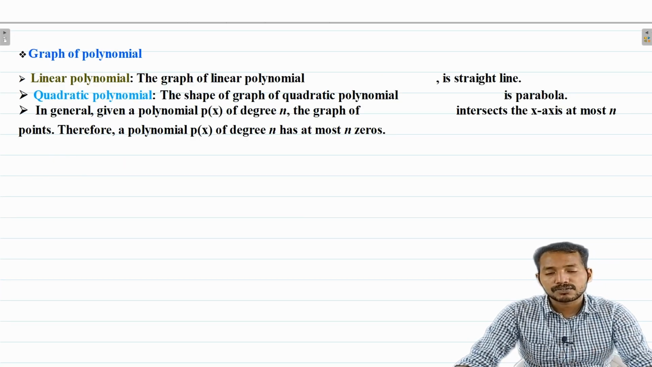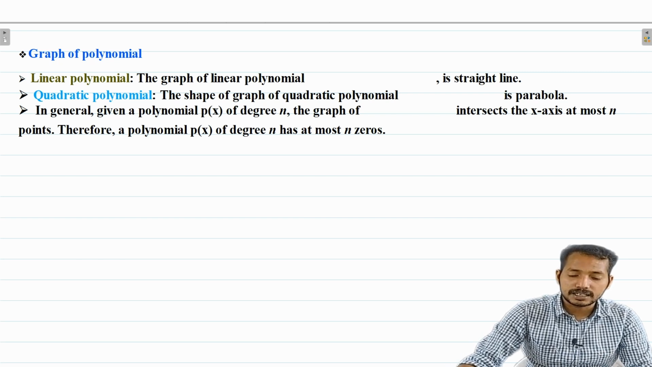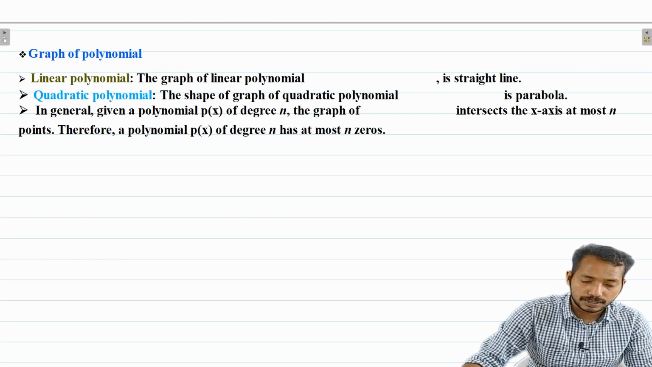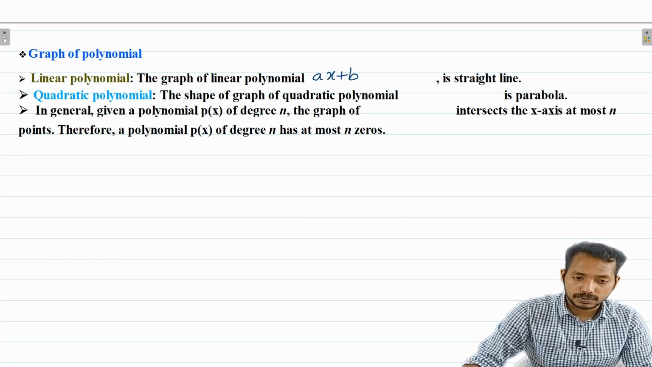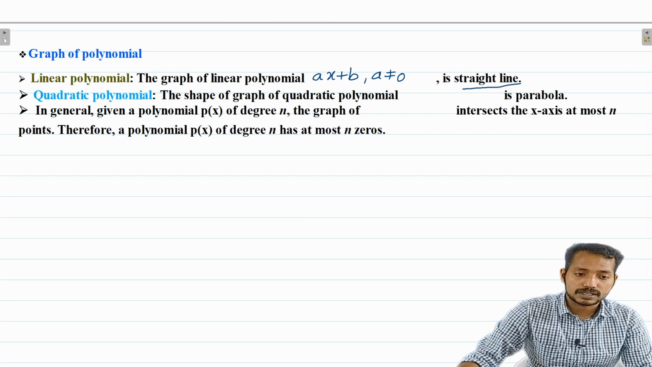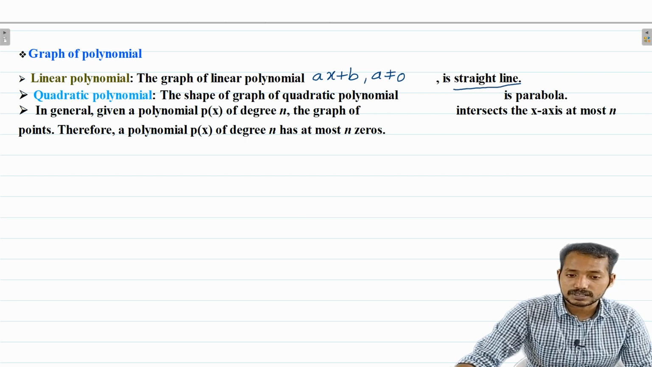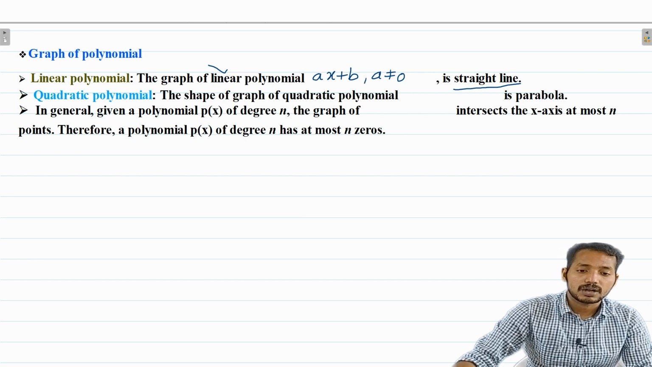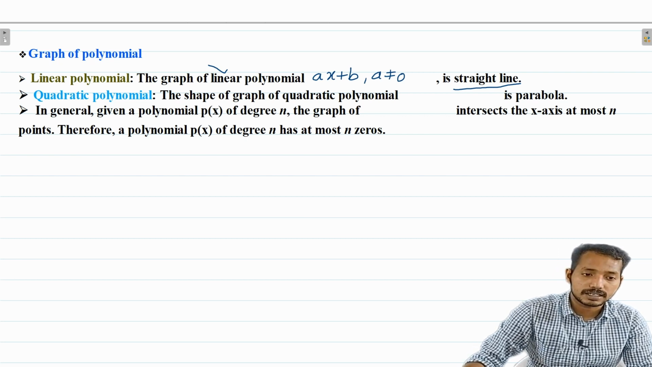Next topic is graph of polynomial. In case of linear polynomial, p of x equal to ax plus b, this is the general form of the linear polynomial, where a not equal to 0, the graph is a straight line. It is always a straight line. Because of this reason, it is called a linear polynomial. And what is the degree of the linear polynomial? Degree is equal to 1.